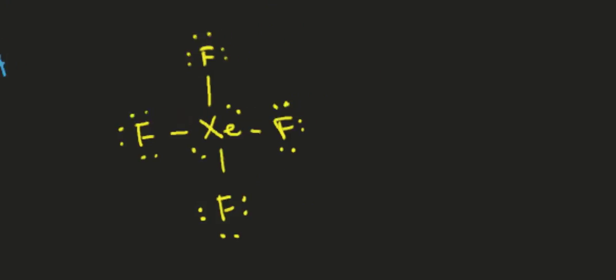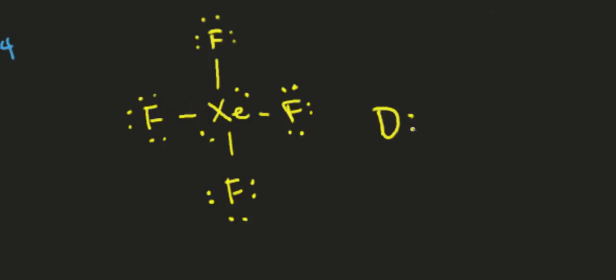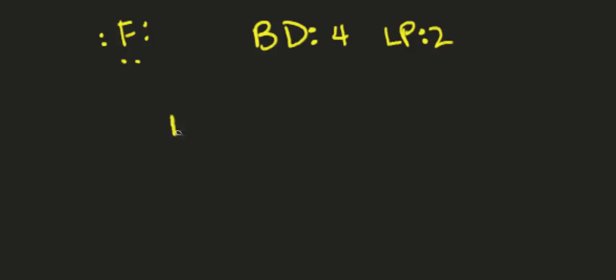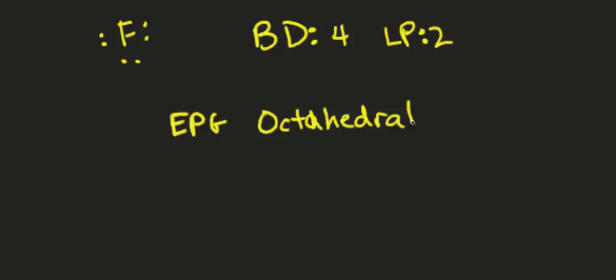Alright, with all that being said, we now count the domains. The domains, there are 1, 2, 3, 4, 5, 6. And then the bonding domains are 4, and the lone pairs are 2. So the EPG is octahedral. Anything with 6 domains is going to be an EPG of octahedral. The MG is going to be square planar.